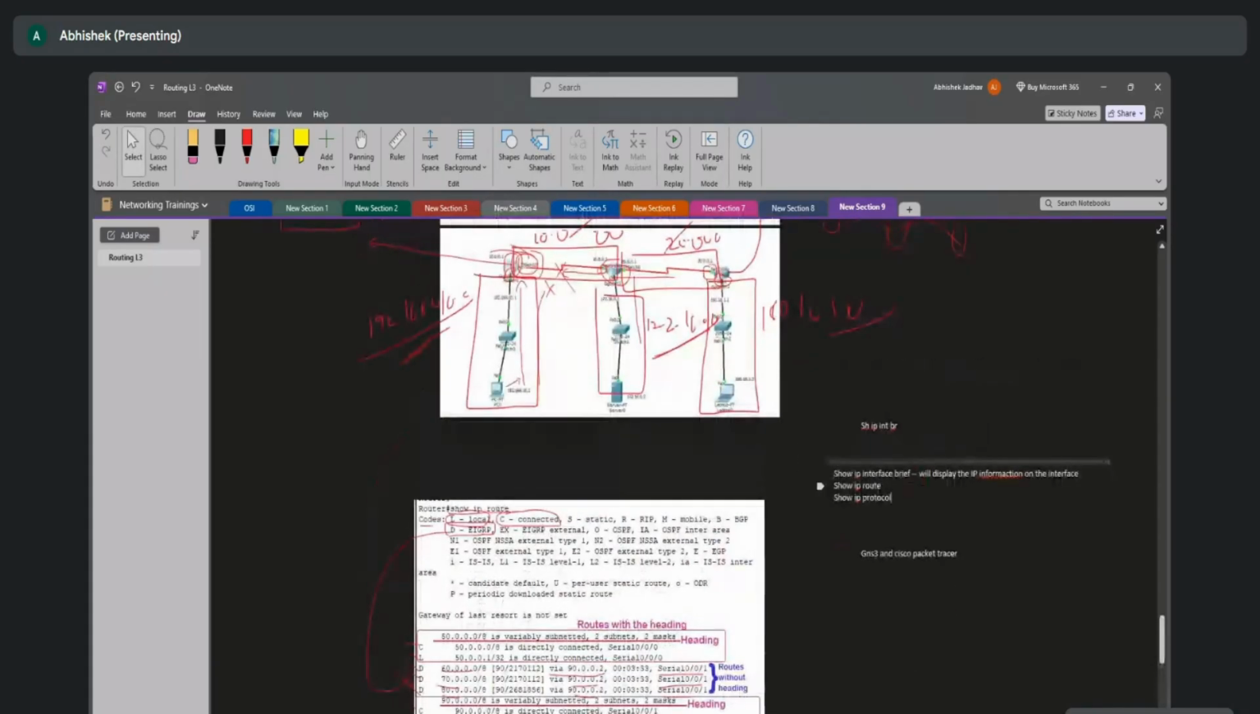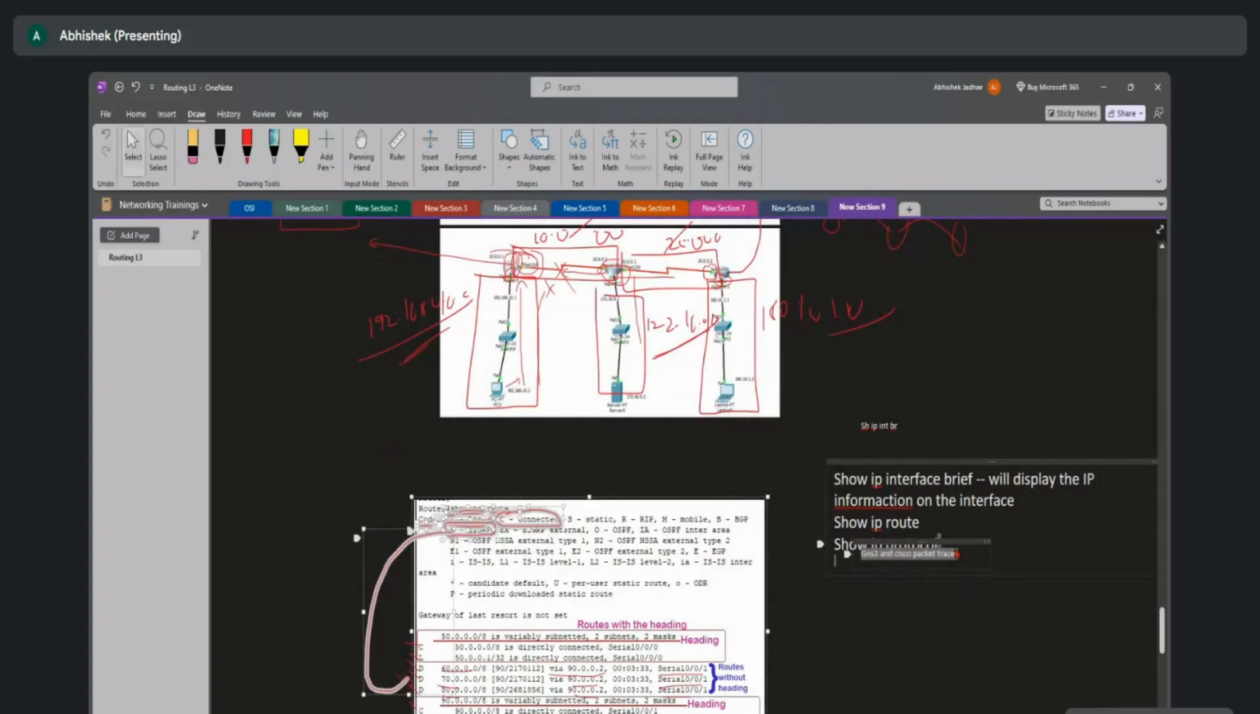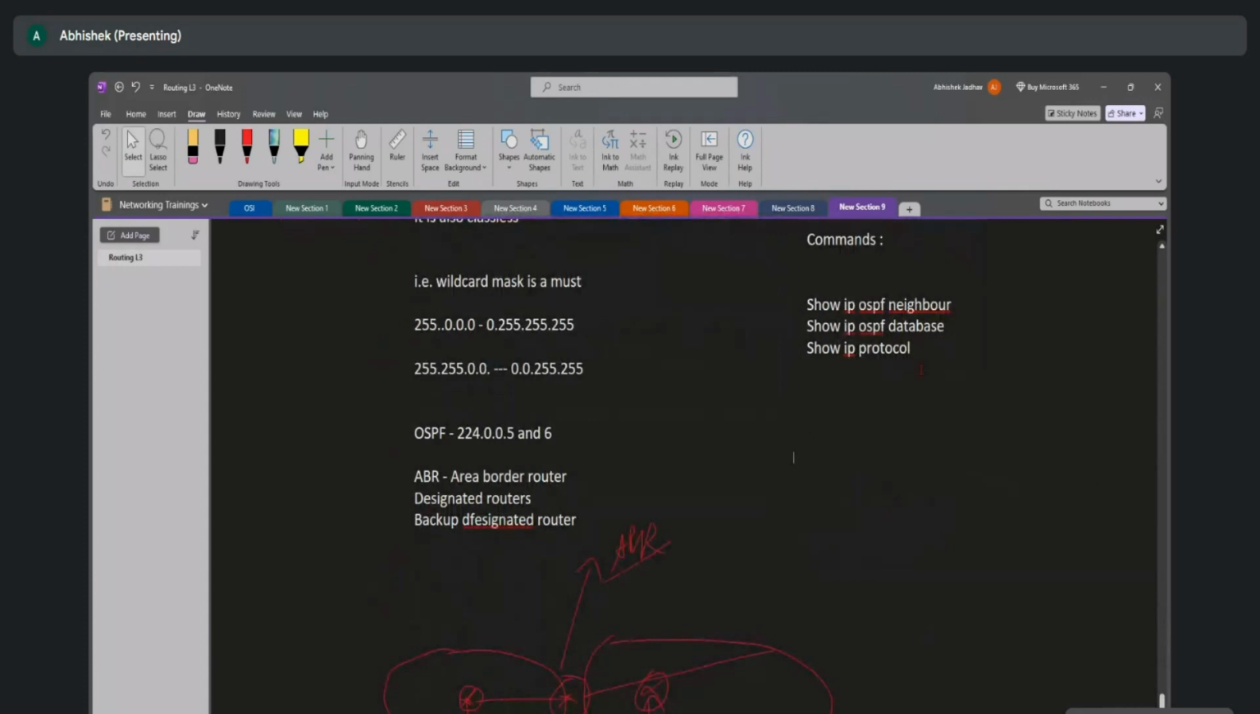These are the commands related to RIP, but they will be the same. So this will be the same. This also will be the same. So everywhere you can use this command. It's not like they are relevant only to one protocol. Right. So that's it about routing.